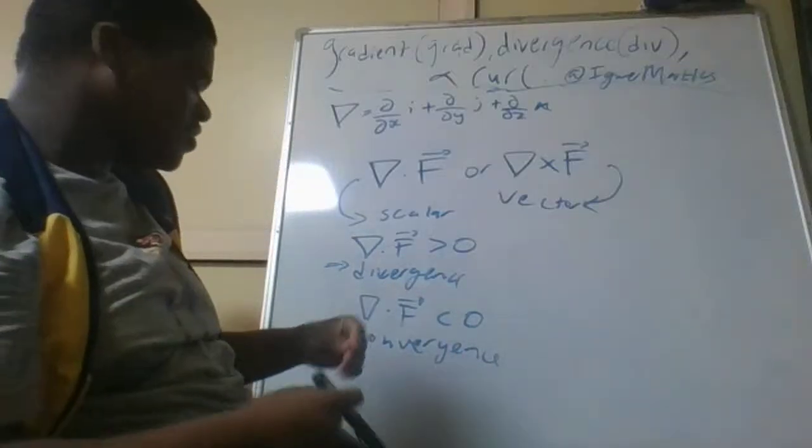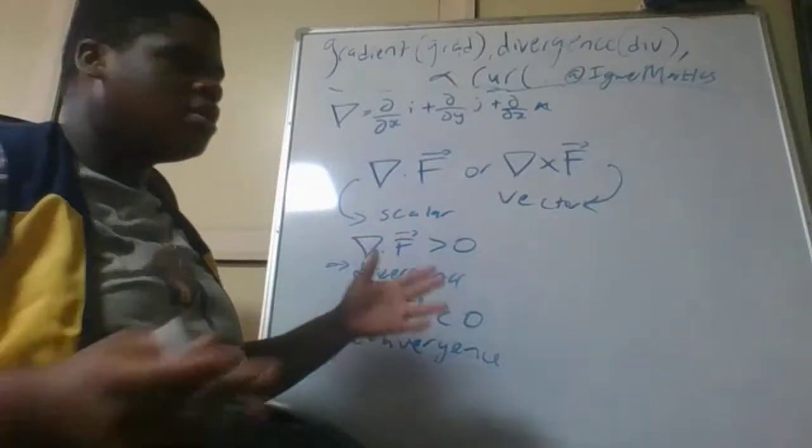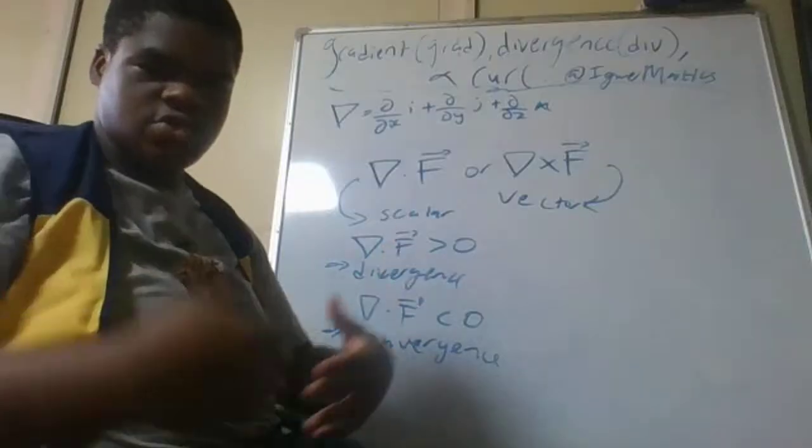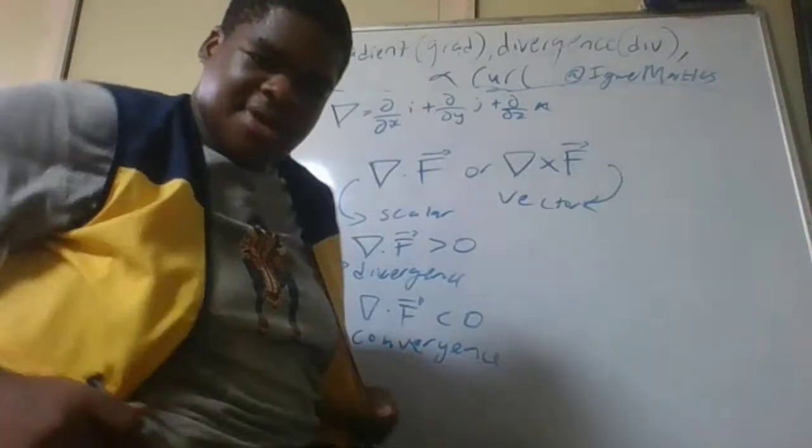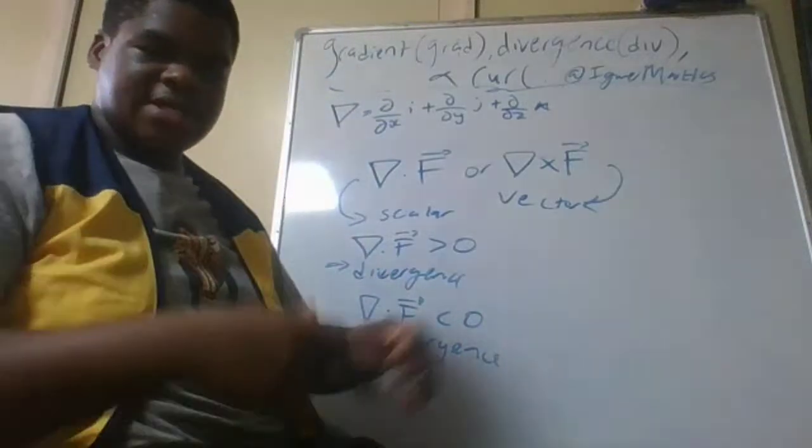If it's greater than 0, it diverges, it increases, expanding. If it's less than 0, it's converging, it's closing up. Another way to see it: it must always be something expanding. It can also be something creating mass. If it is greater than 0, it can be creating mass, creating energy.